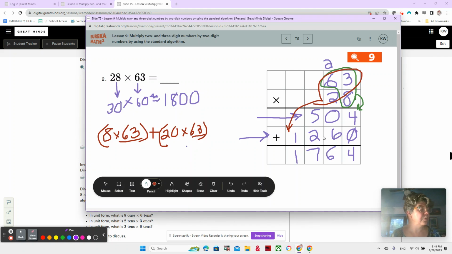And then we have our two partial products, right? Part answers, partial answers, and the total answer is 1,764, which represents 28 groups of 63, right? If we interpret the equation as 63 groups of 28 instead, would we have a different number of partial products? Would we have more than 2 partial products? We would still have 2, right? Yep, we would still have 2.